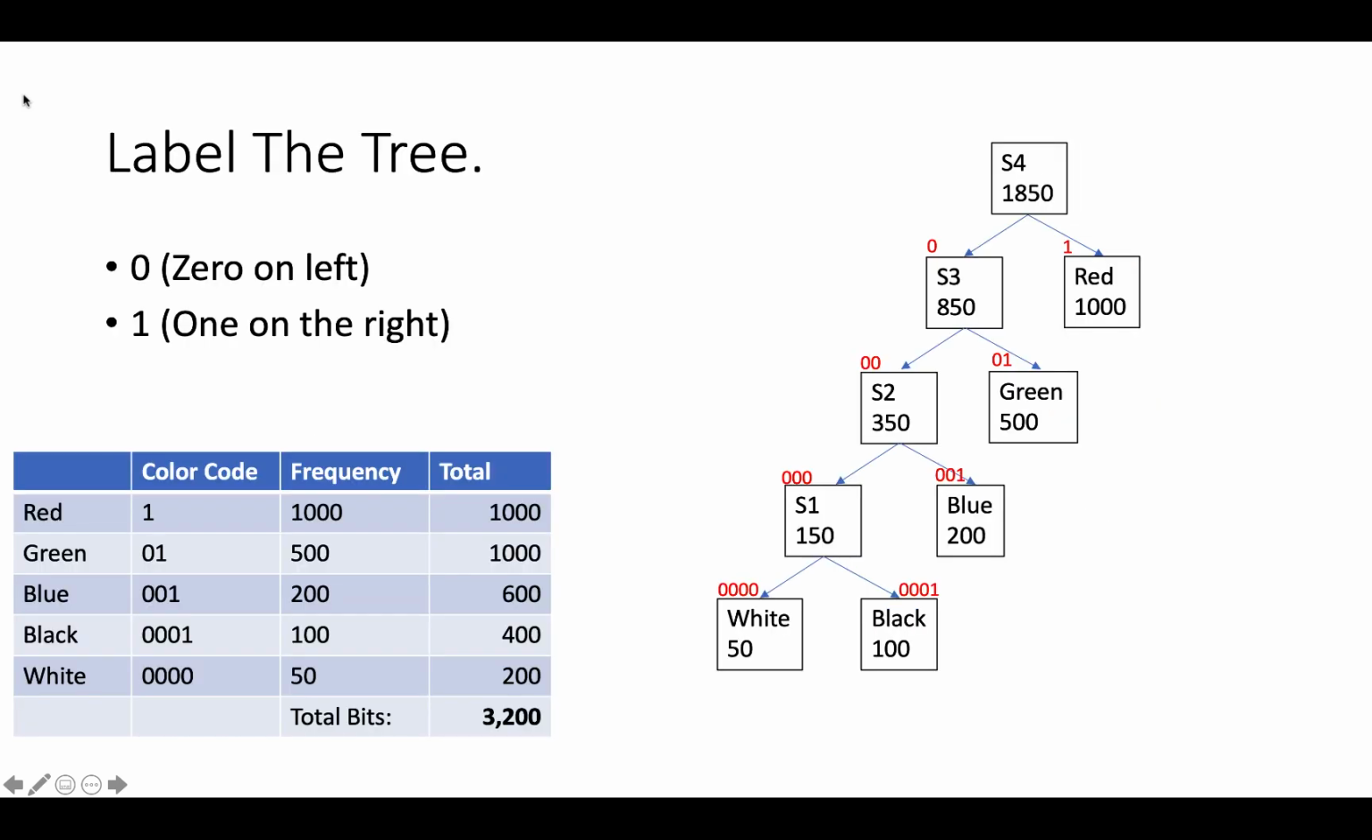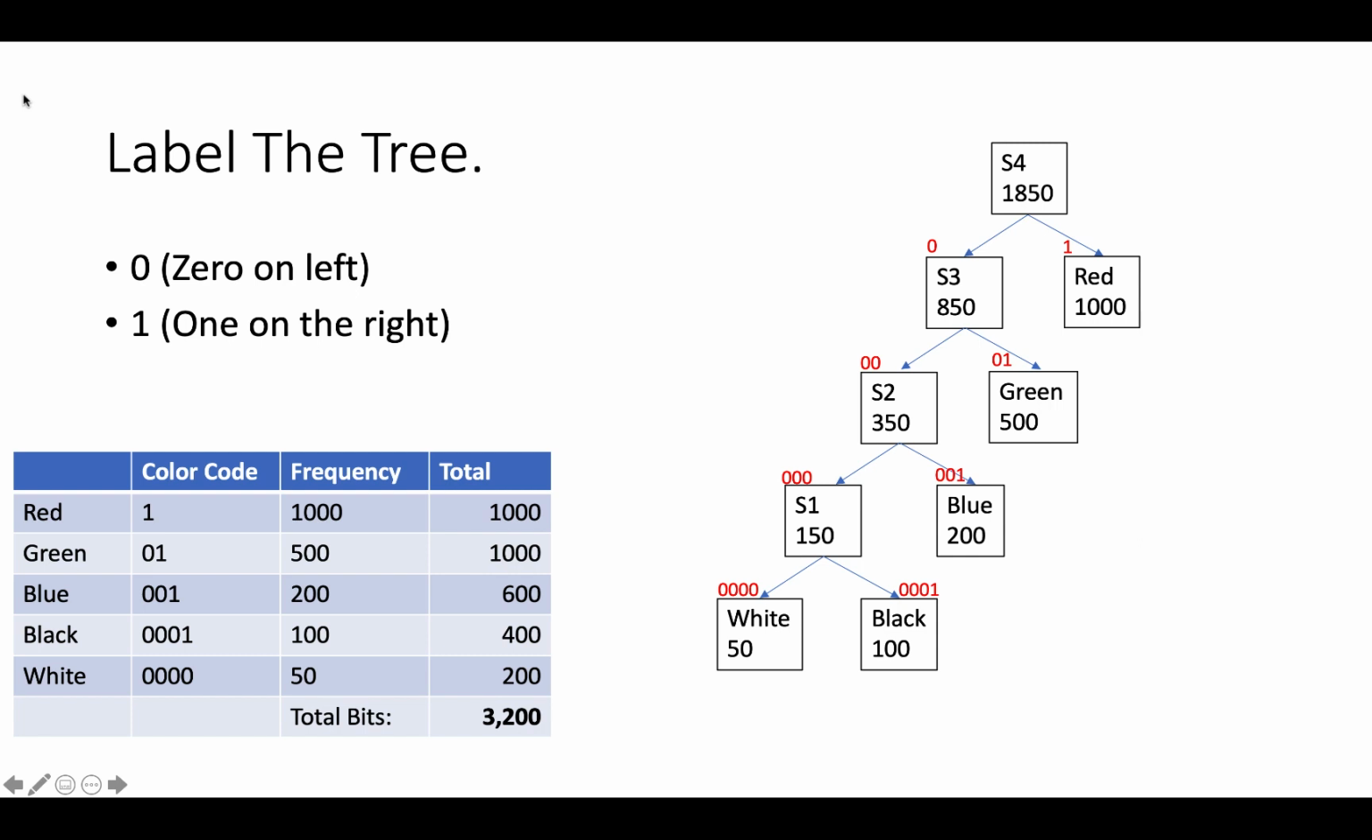Once we've built our tree, now we can label it. And the way that we label it is by saying every time we go left, we're going to add a 0, and every time we go right, we're going to add a 1. So S3 becomes 0, S2 becomes 0, 0 because we've gone to the left, S1 0, 0, 0, and then finally white becomes 0, 0, 0, 0. And then we can see that for green, we go left 1, so that's 0, and then we go right 1, so that becomes 1. Code for green becomes 0, 1.